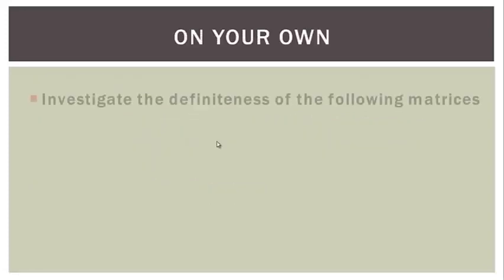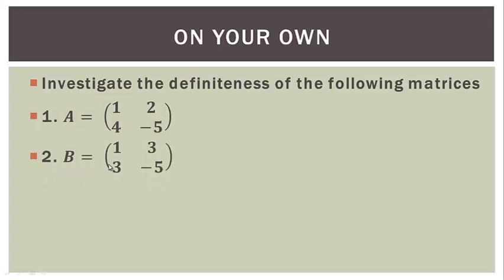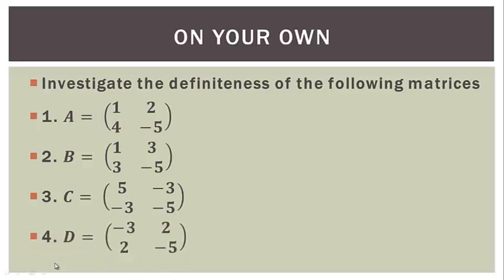On your own, investigate the definiteness of the following matrices. 1. The matrix A consisting of the elements 1, 2, 4, minus 5. 2. The matrix B consisting of the elements 1, 3, 3, minus 5. 3. The matrix C consisting of the elements 5, minus 3, minus 3, minus 5. And 4. The matrix D consisting of the elements minus 3, 2, 2, minus 5.